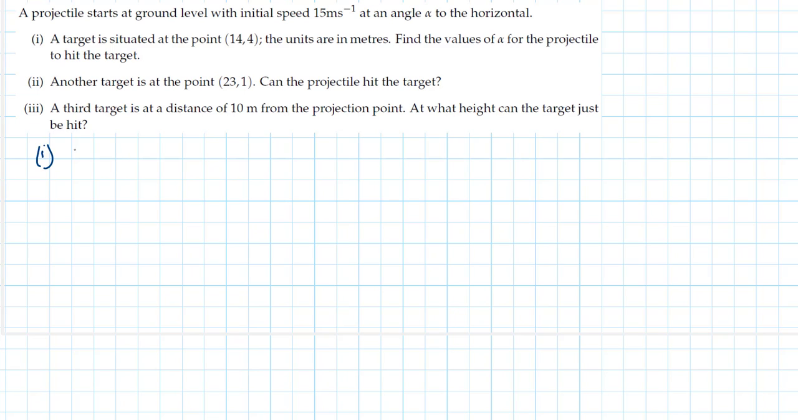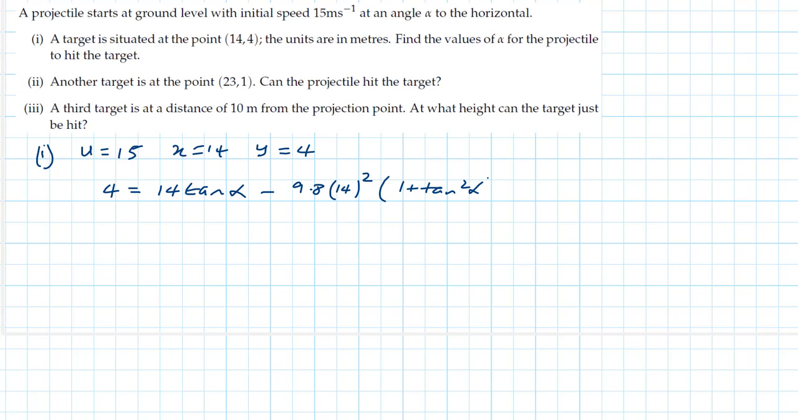Okay, first thing I want to identify is what do I know? Well, I know the initial velocity was 15, so u is 15. I know it's going through the point 14.4, so x equals 14, and I know that y equals 4. If we substitute this into the equation of trajectory, we're going to get 4 equals 14 tan alpha minus 9.8 times 14 squared, 1 plus tan squared alpha, divided by 2 times 15 squared.